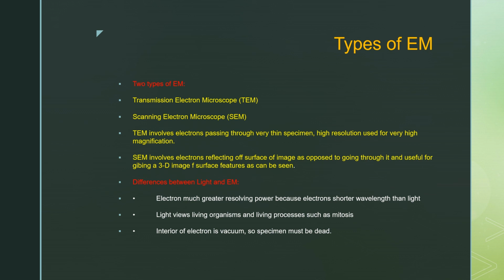The differences are really what we just told you: the electron microscope has a greater resolving power because the electrons have a shorter wavelength than light. But light can view living organisms and living processes such as mitosis, while the interior of the electron microscope is a vacuum, so the specimen must be dead.